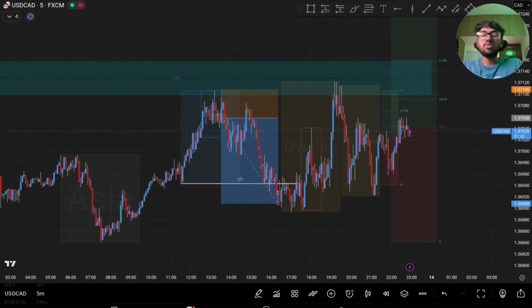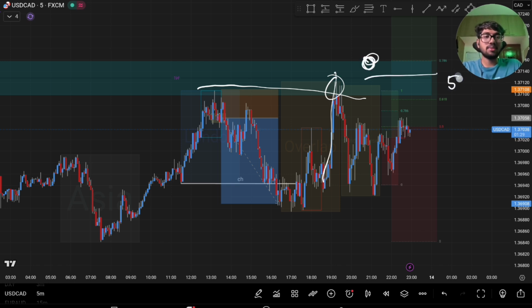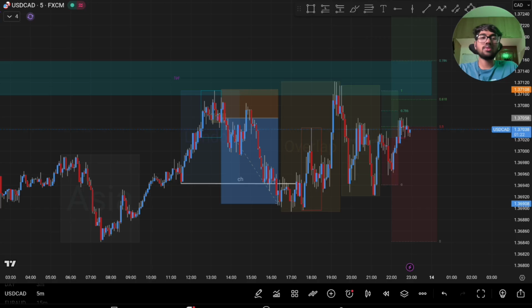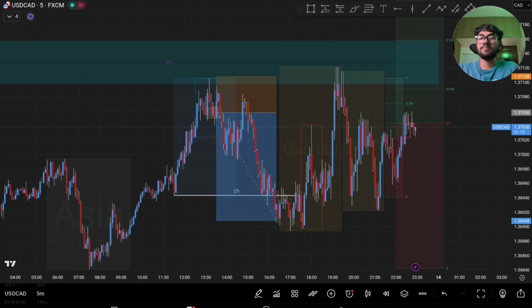One more entry that I could have seen is price sweeping London high during your New York Open, right? So this is your overlap session. Price swept London high, still tapped in the same zone, and still within the 50% of the zone, and then we can see the clean move down. So this is a pretty good move that I could have potentially taken.